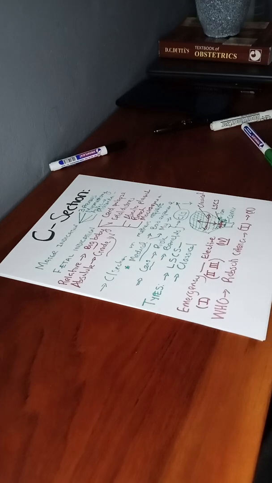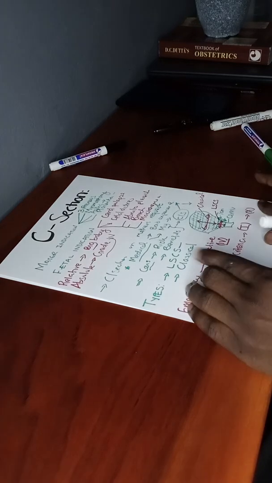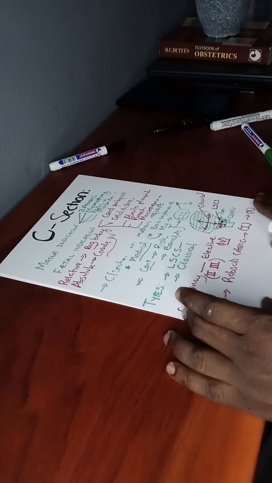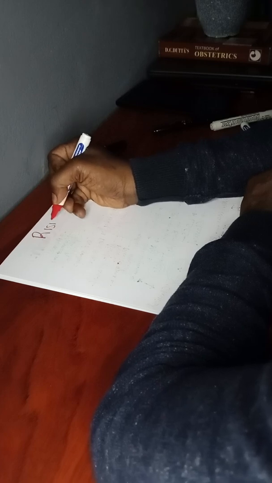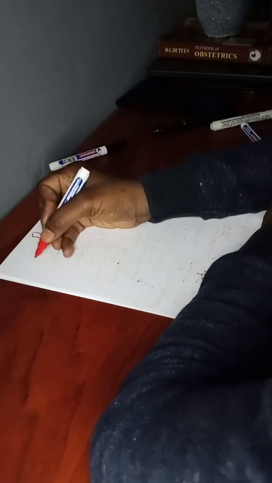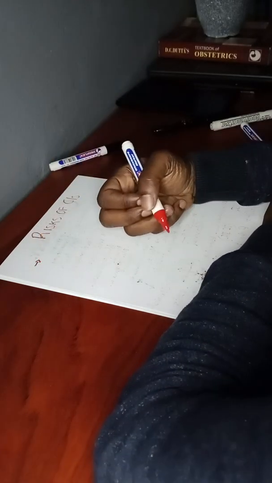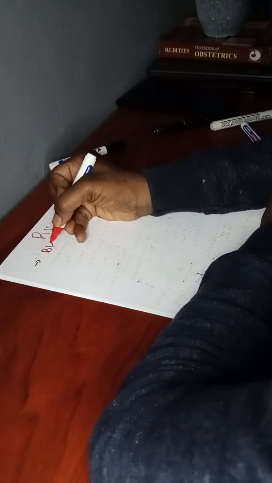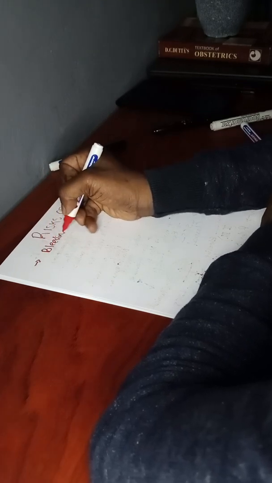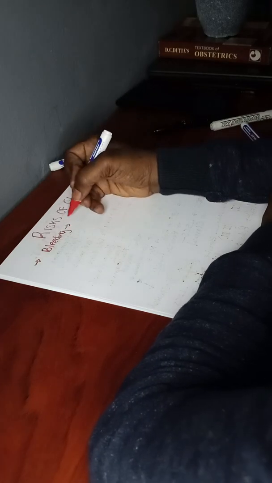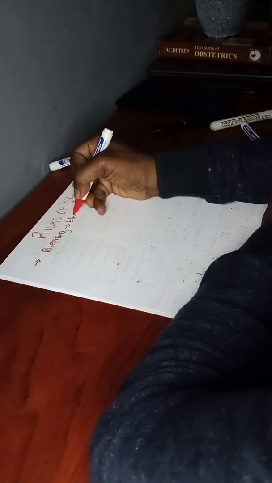So the next thing that we are going to talk about is we already talked about risks of cesarean sections and benefits of cesarean sections. So we are just going to highlight risks of cesarean section, of CS, in our setup. So the first risk of cesarean section we know is bleeding. Postpartum hemorrhage. We know patients who undergo cesarean bleed more than patients who go for vaginal delivery.